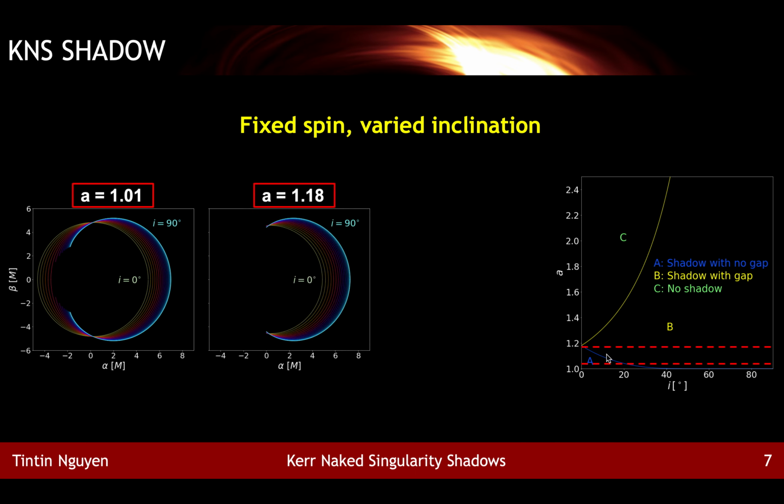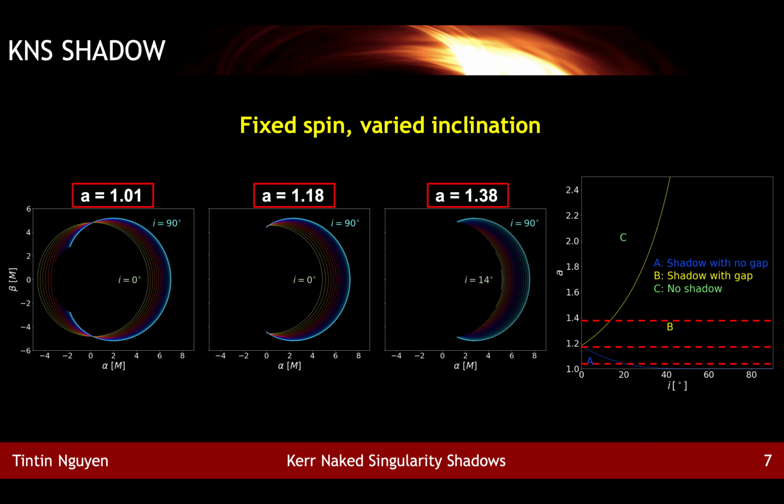At 1.18 on the phase space, you see that there's no inclination at which you have a closed shadow, and this is what we're seeing here. For all inclinations, the shadow opens up a gap. And for spin greater than 1.38, corresponding to this upper dotted line, for low inclination the shadow vanishes, and the shadow only re-emerges at around 14 degrees, and it becomes bigger when you go to higher inclination.